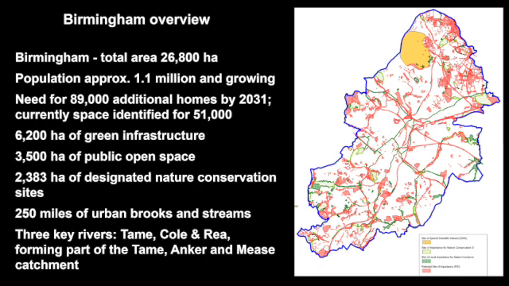There's 6,200 hectares of green infrastructure in the city, 3,500 hectares of public open space, 2,383 hectares of designated nature conservation sites. So that's what we can see in the map there. So the orange is our sites of special scientific interest. That's Sutton Park at the top there.